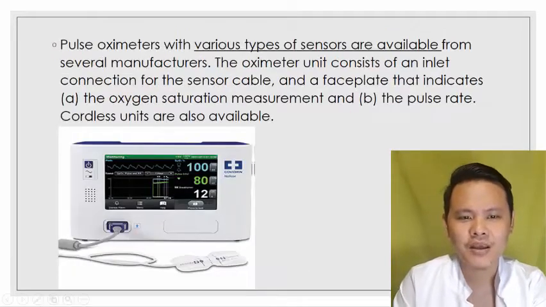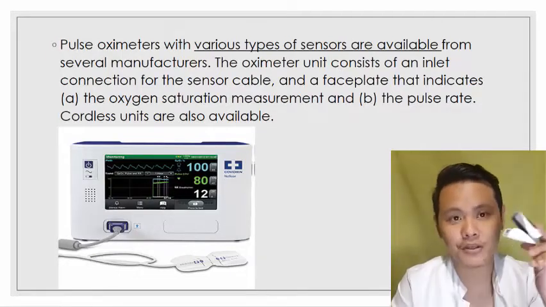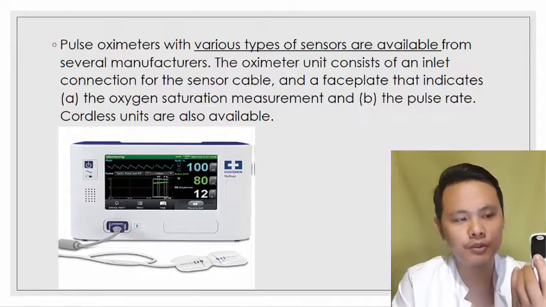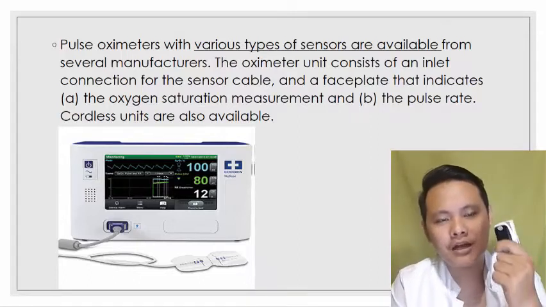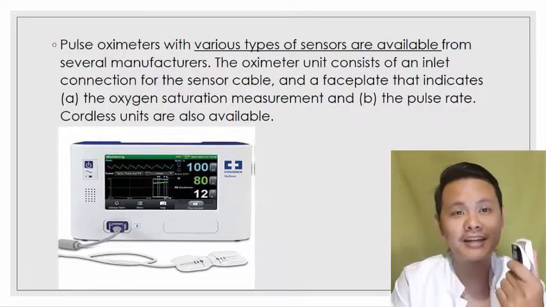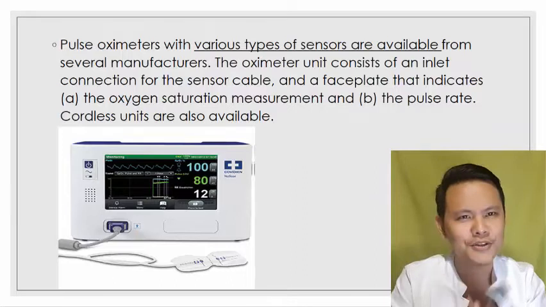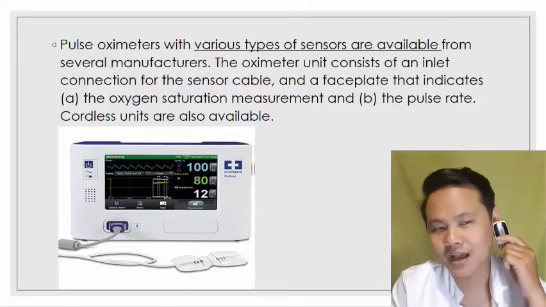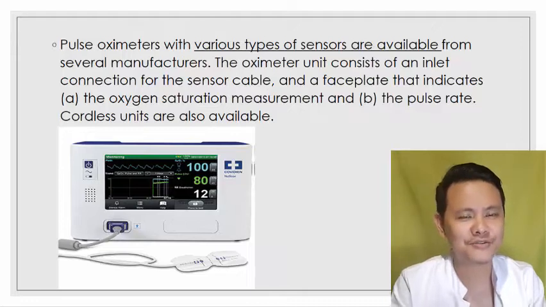Okay, next. There are various types of sensors that are available. Hindi lamang po ito. If you will be asked, Sir, paano po kapag wala pong kamay or daliri ang pasyente, saan natin ilalagay? Well, most of you will answer, Sir, sa may earlobe po. Question, pwede ba itong ilagay sa may earlobe? Answer is, no. Bakit? We will use a different sensor for that.